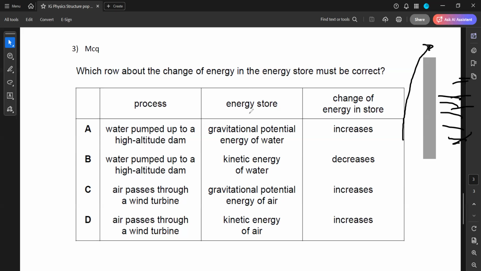What form of energy will be stored? If we lift something, which form of energy is there whenever an object is lifted? It will have gravitational potential energy. And what happens to the gravitational potential energy as the water level rises? As we store the water behind the dam, the water level is rising, so the height will increase. As the height increases, the gravitational potential energy will also increase. So the correct answer for this one is A.